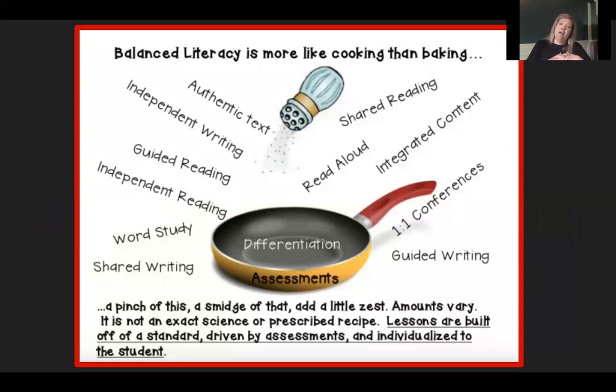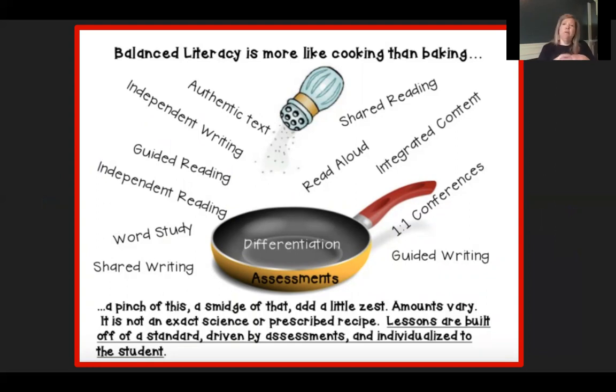So when you look at balanced literacy, it's a lot more like cooking than baking. So if any of you are cooks, when you bake, everything has to be very precise. But when you're cooking, you can have creativity and you can add different elements, a pinch of this, a smidge of that. Amounts vary. So it's not necessarily an exact science or a prescribed recipe or methodology for teaching.